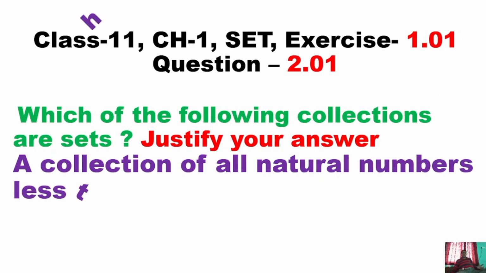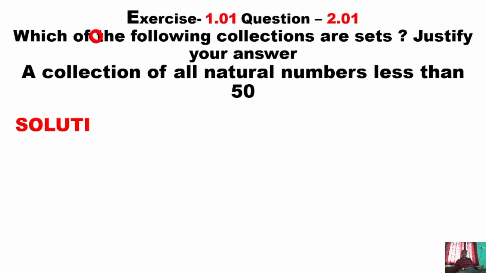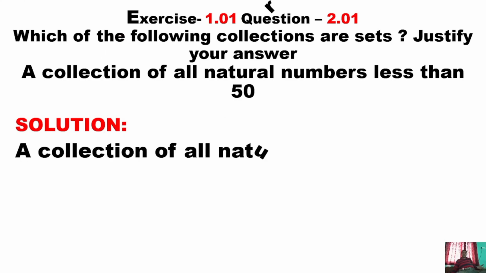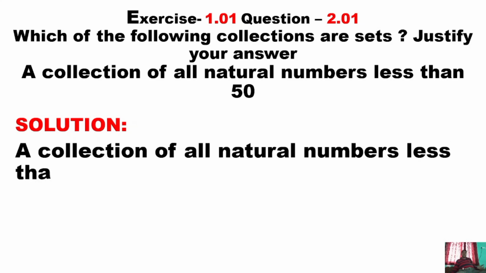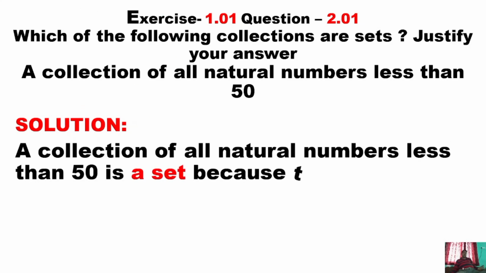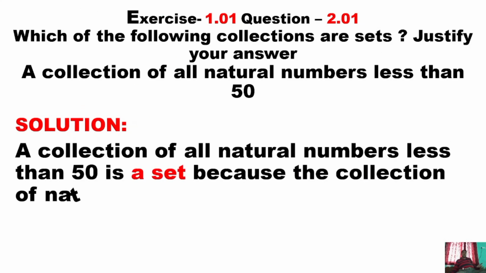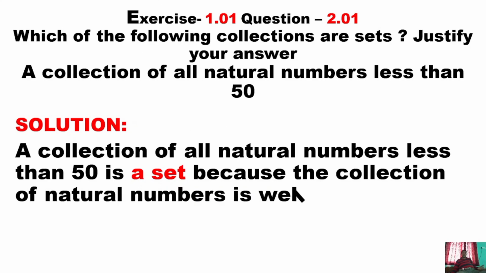A collection of all natural numbers less than 50. Can you say is it a set? Yes. A collection of all natural numbers less than 50 is a set. Why? Because the collection is well defined. Collection of natural numbers is well defined.